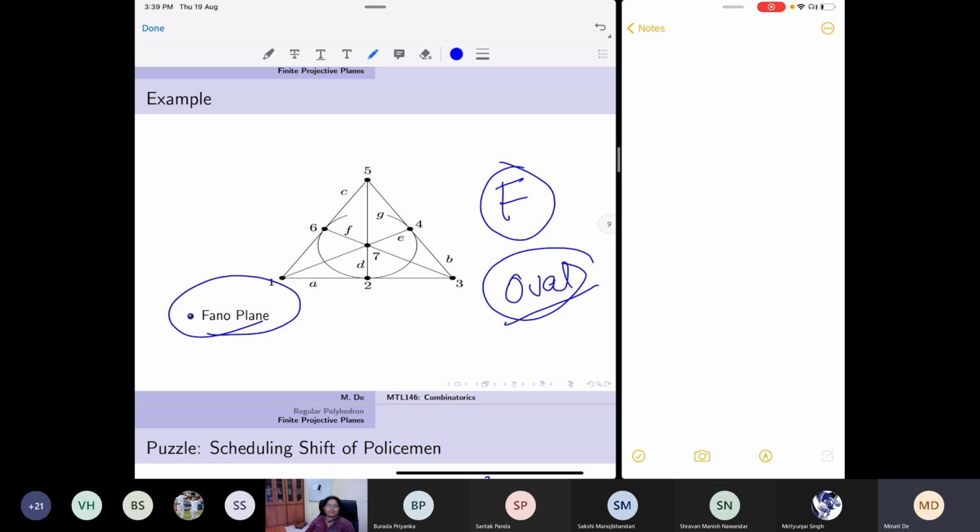So I hope you have understood what an oval is, right? Is there anyone who did not understand what an oval is?